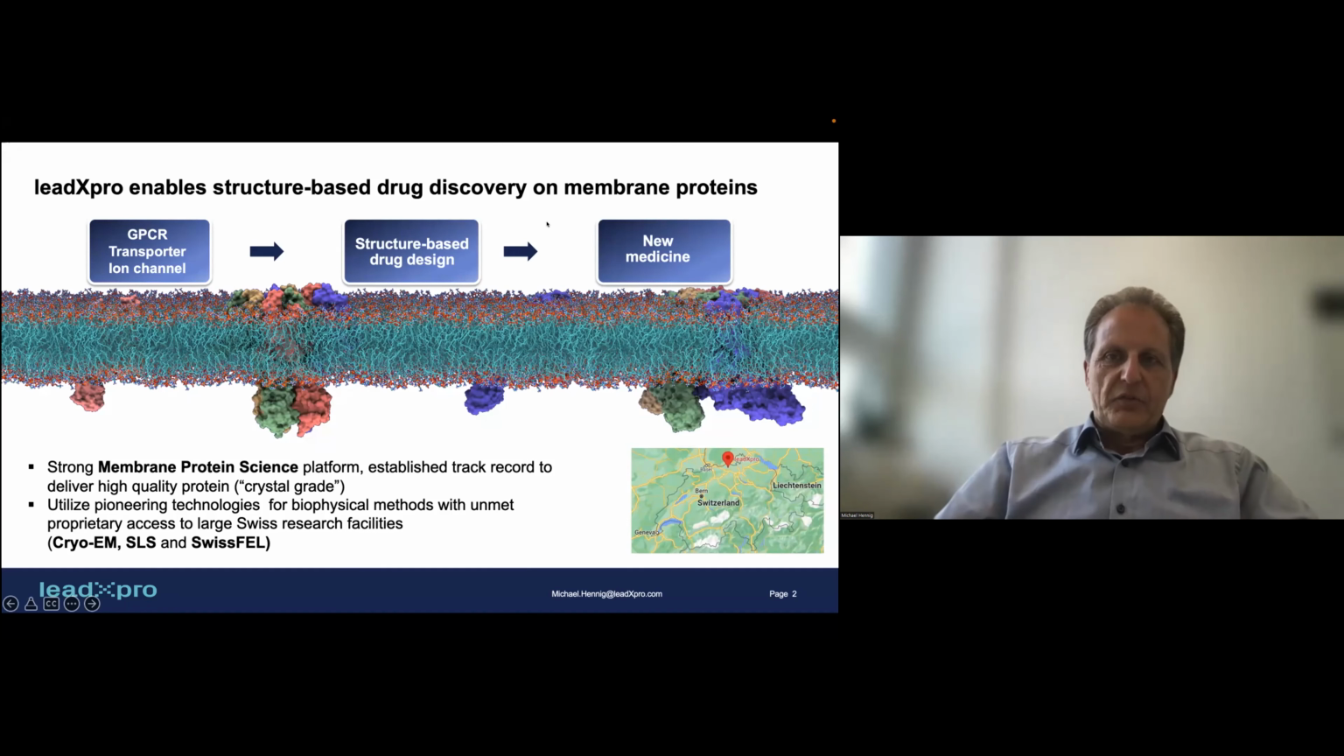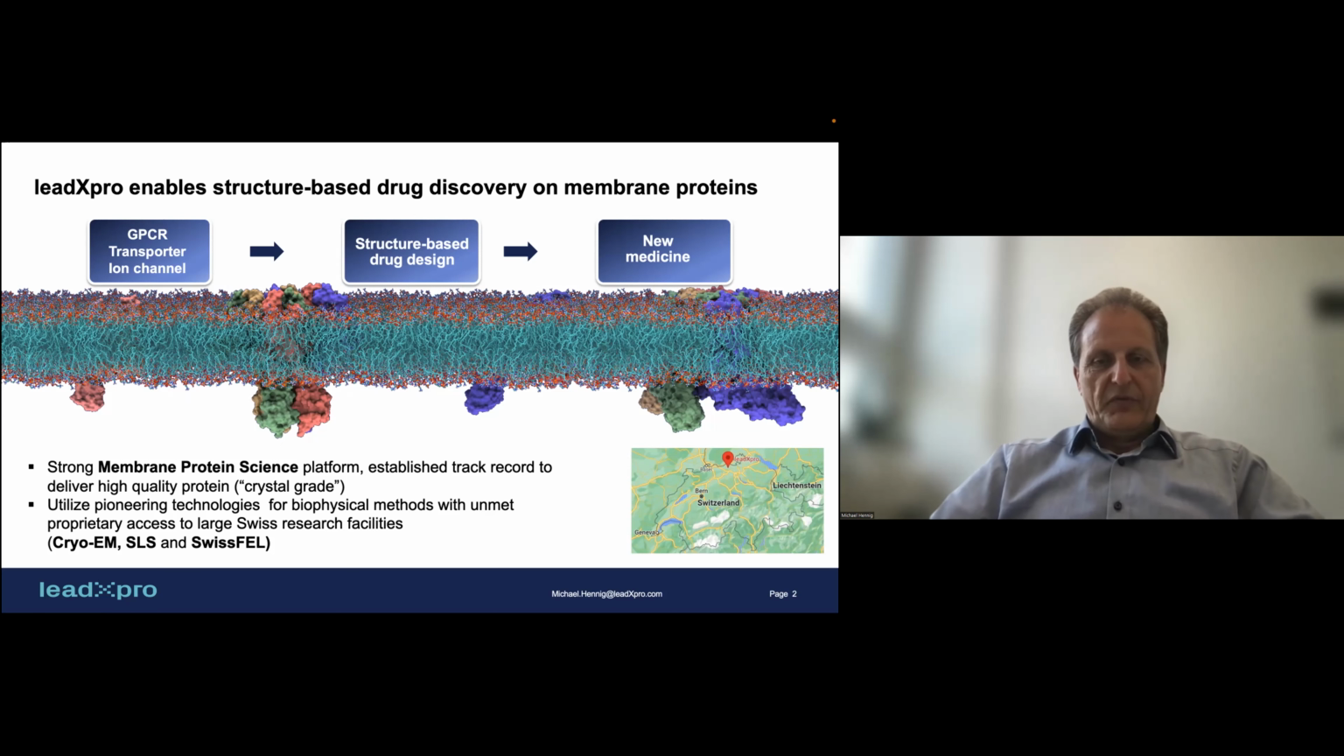Yeah, though we have seen really very significant advances to make structure-based drug discovery on membrane proteins feasible, as it was feasible for soluble proteins, kinases, proteases, and so on, such drug targets, let's say 20 years ago. I'm talking on behalf of a company, leadXpro, which is located in Switzerland, next to Basel.